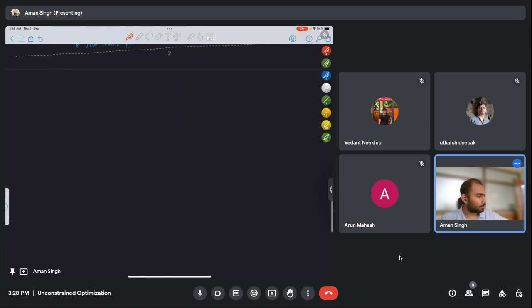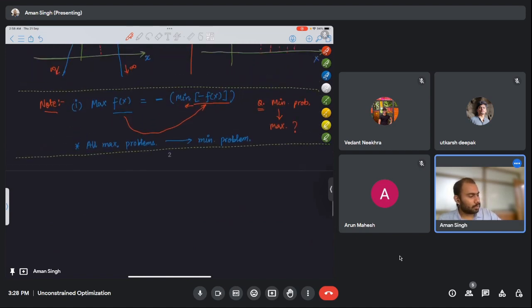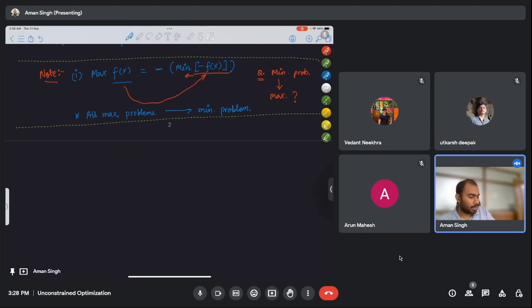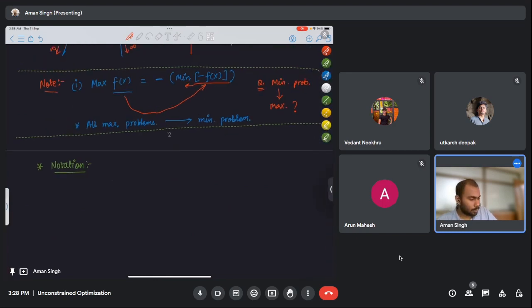Going beyond this, one more thing that I want to tell you before going ahead is notation. So as I wrote there, minimize f(x) subject to x belongs to some feasible region S. This is very long, right? So in mathematical notation, I can write it like this: minimize over x, f(x), subject to x belongs to some feasible region S.